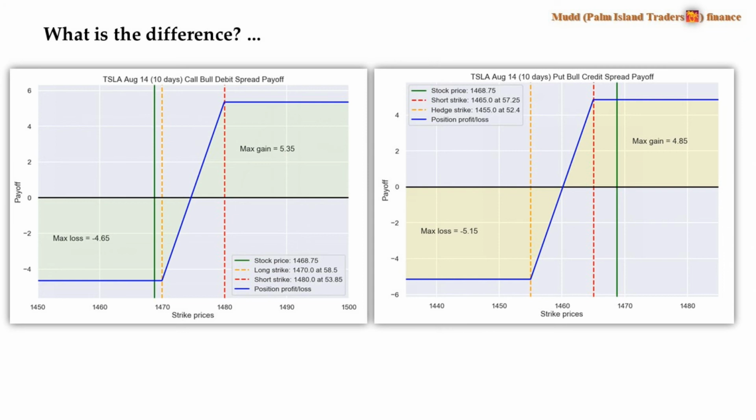Remember, the short strike is at 1480 and the stock is 1468.75. So the put bull credit spread actually looks more attractive when you take that into account, especially considering that the maximum gain is where you start because it's a credit spread when we consider using puts to make this bull bet, as opposed to the maximum loss being where you start if you're using calls.